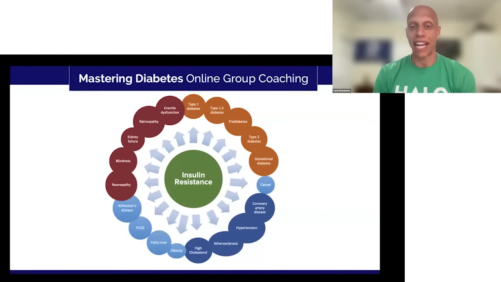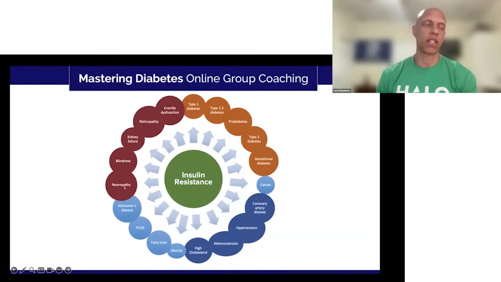Okay. There are many forms of cancer that are actually directly linked with an increasing degree of insulin resistance. And then there are conditions like obesity, fatty liver disease, polycystic ovarian syndrome, and Alzheimer's disease that are all negatively impacted by increasing insulin resistance. And then there's all this stuff on the top left in red, which is neuropathy, blindness, kidney failure, retinopathy, erectile dysfunction.